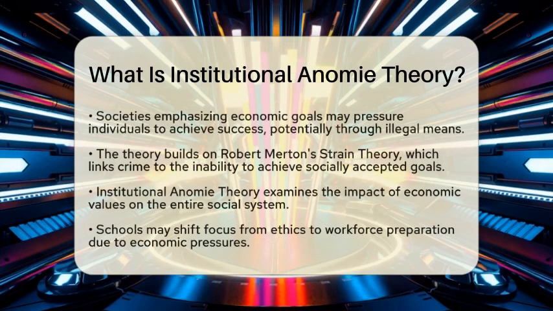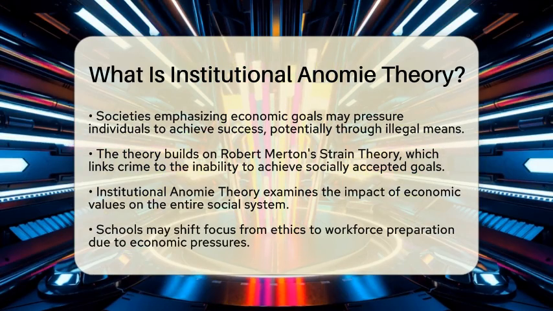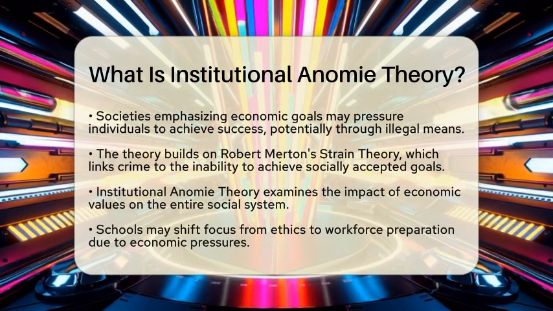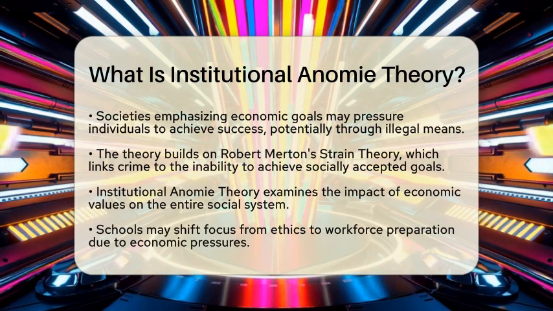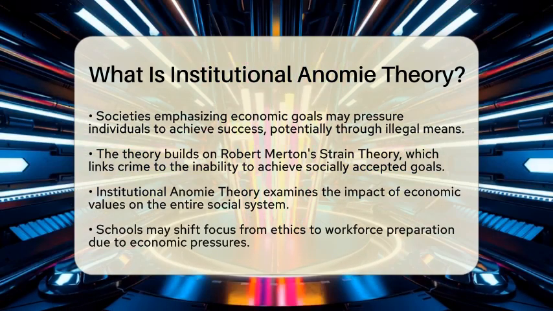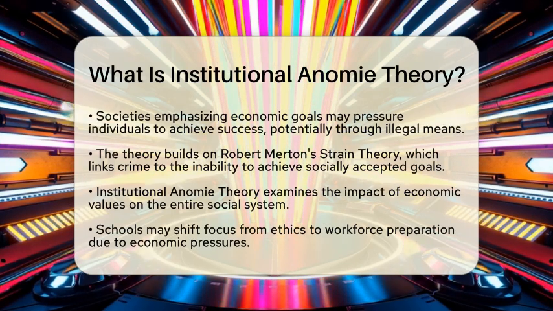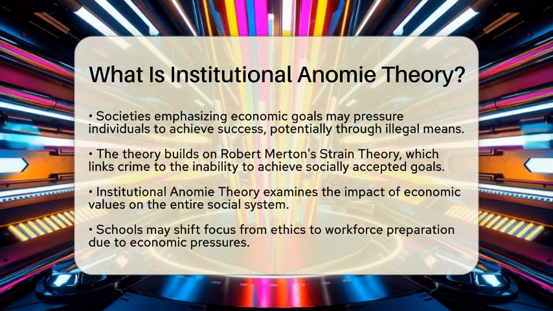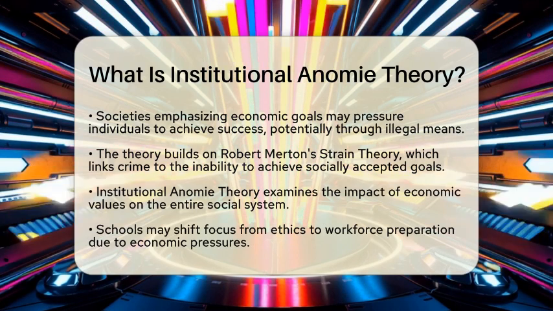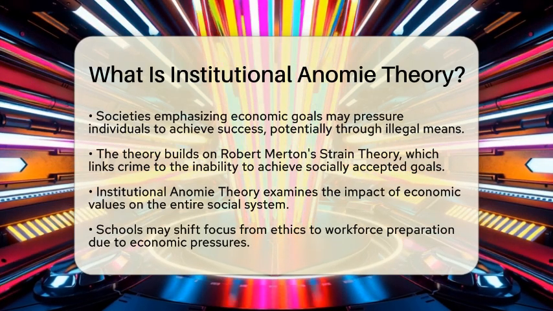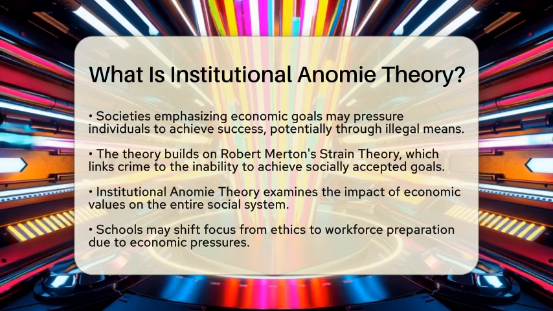Merton argued that when people cannot reach socially accepted goals through legitimate means, they may resort to crime as an alternative. Institutional anomie theory expands on this by examining how the dominance of economic values impacts the entire social system. When economic logic prevails, other institutions begin to adopt these values. For instance, schools might focus more on preparing students for the workforce rather than teaching ethics or critical thinking. Families may prioritize earning money over spending quality time together.